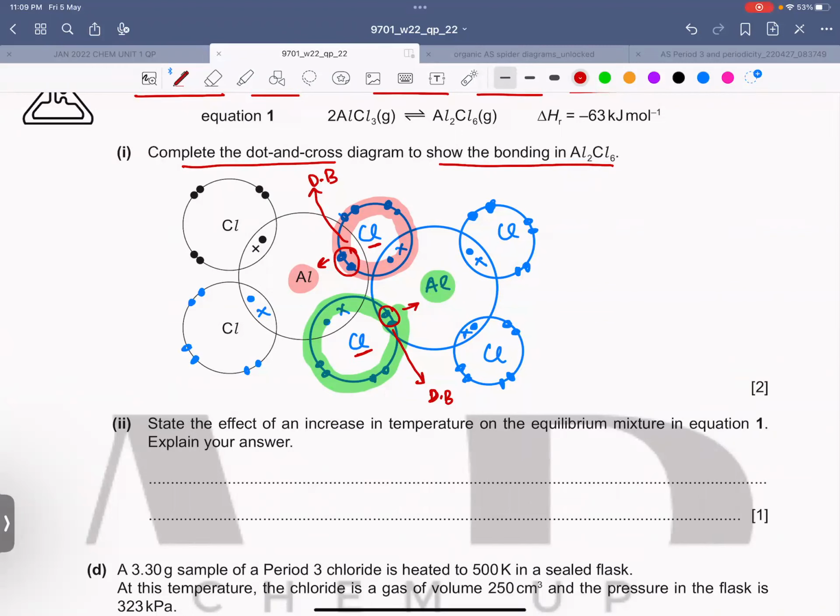So that's what happened. See, both the electrons are dotted ones, which means they belong to chlorine. There is no electron from the aluminium over here.